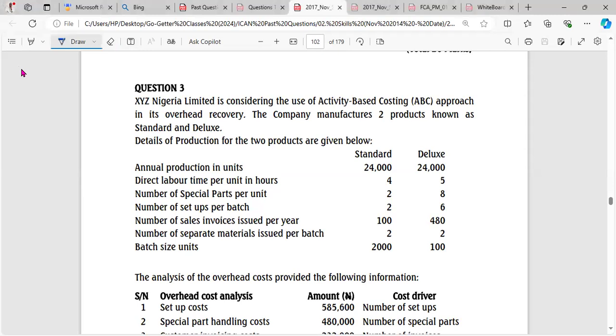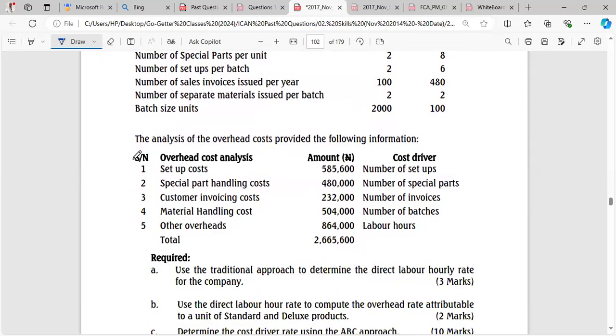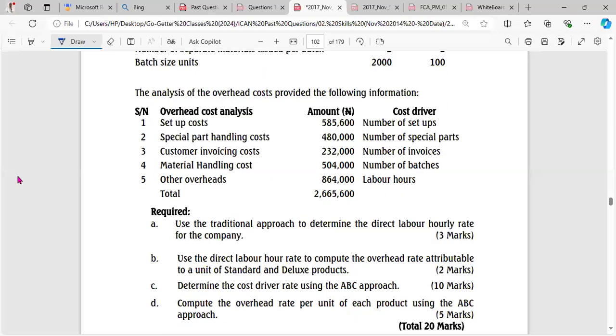So this assignment is November 2017, question 3 assignment. That's what we are solving today. Now, the question is asking us, I'll go straight to the requirements. The A part is to use the traditional approach.